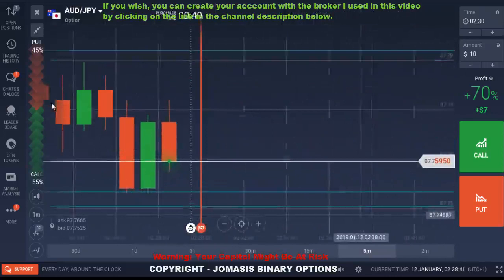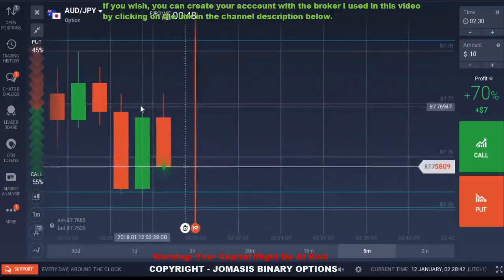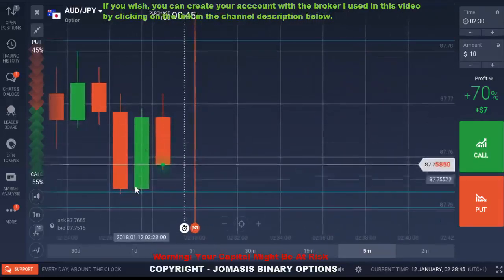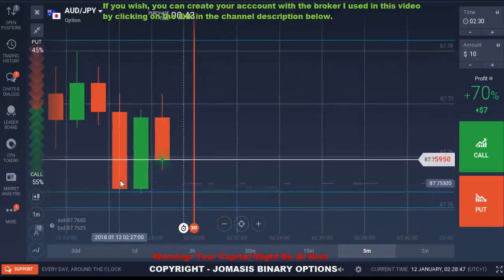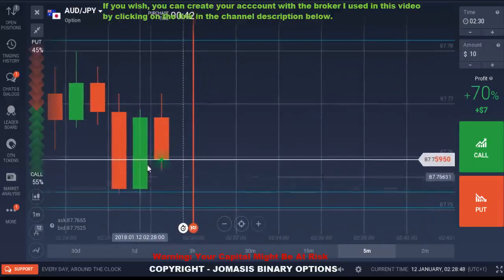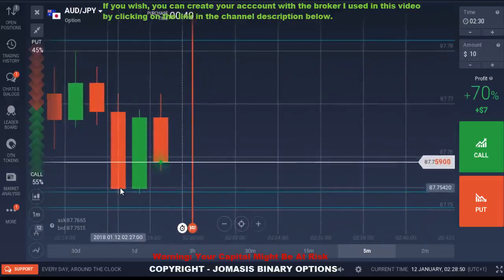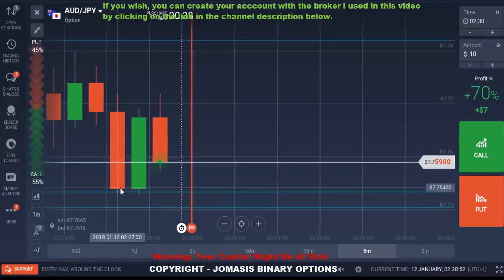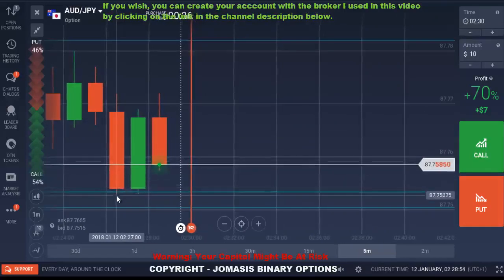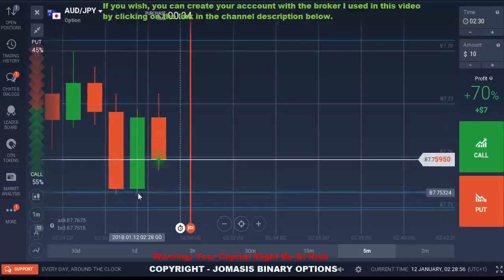Now, as I was saying, this candle was going to be a green candle, so the market reversed from here. And let's say when this candle touched this level and closed as red, and I placed a trade, I would have won it.